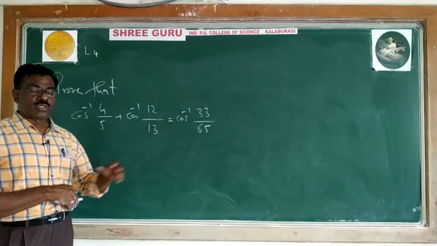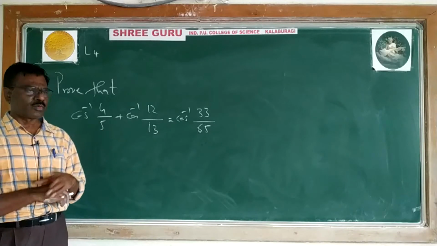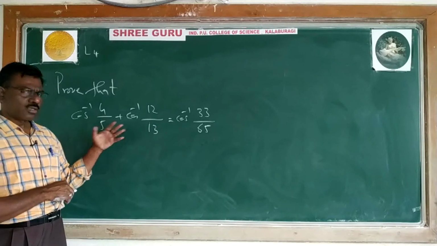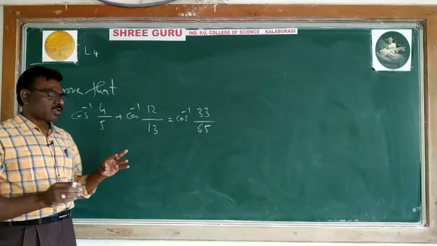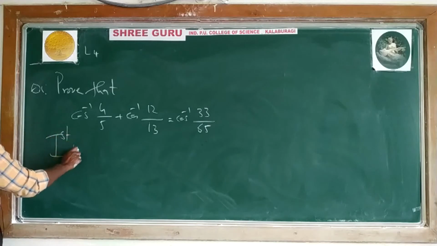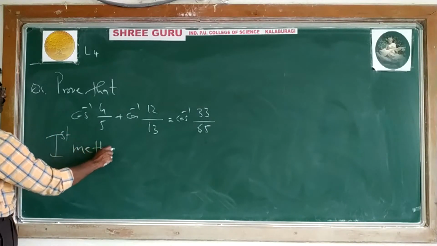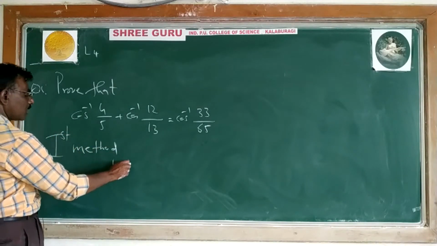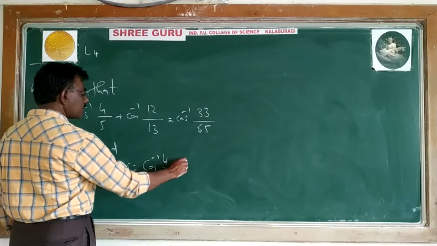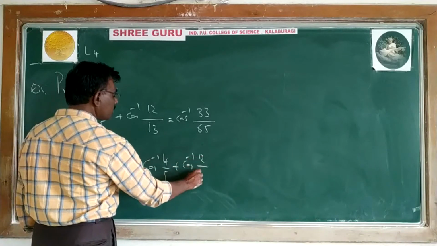Suppose if it were tan inverse, both would be converted into. Even here, these two can be converted, using the first method. See the first method: when you take direct cos inverse of 4 by 5 plus cos inverse of 12 by 13.